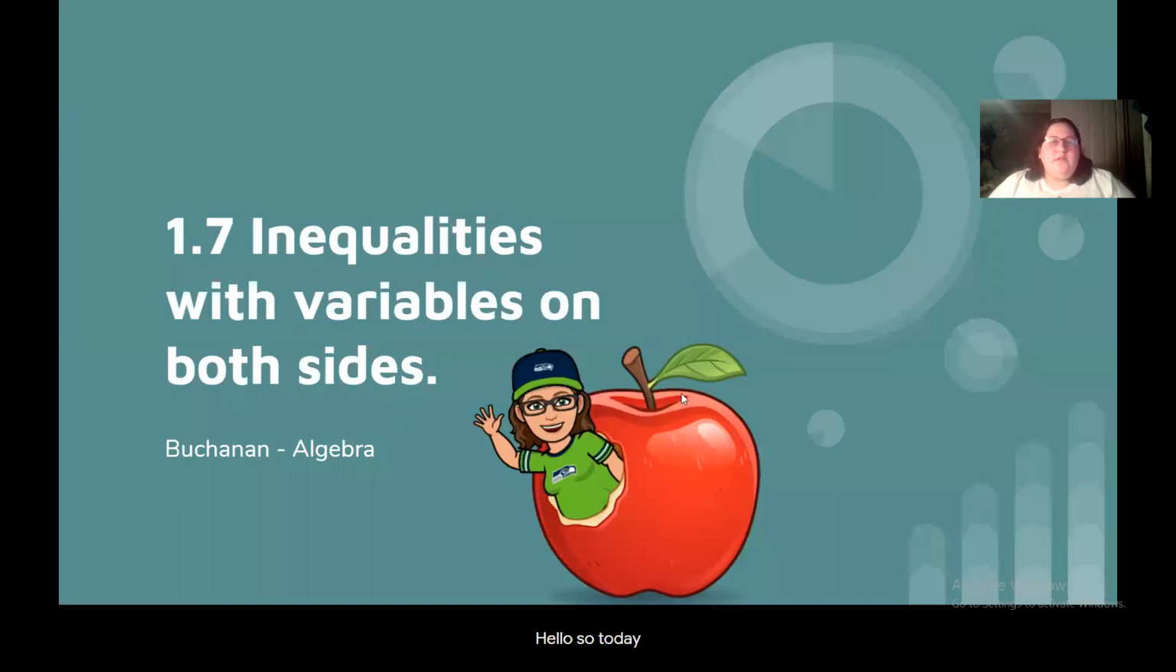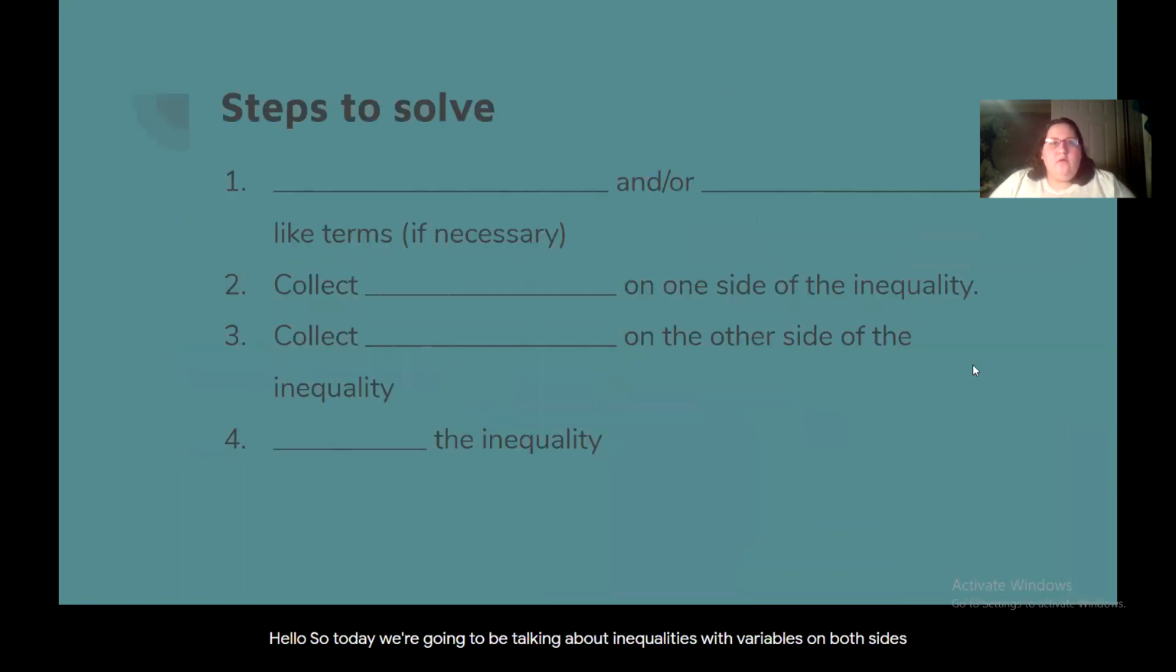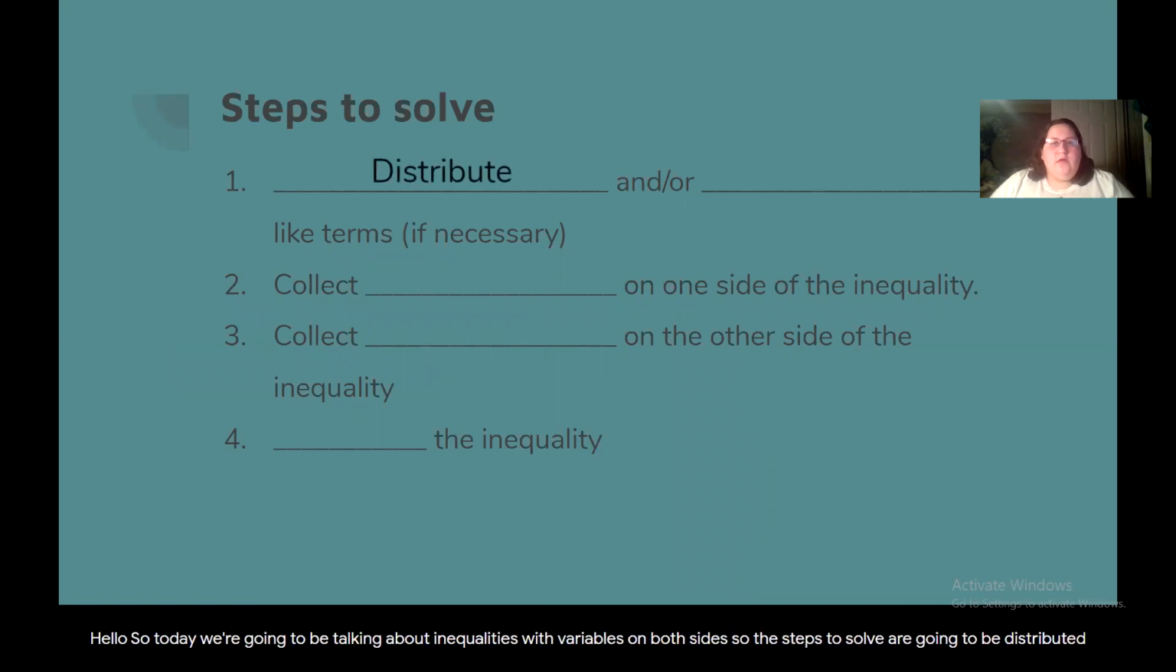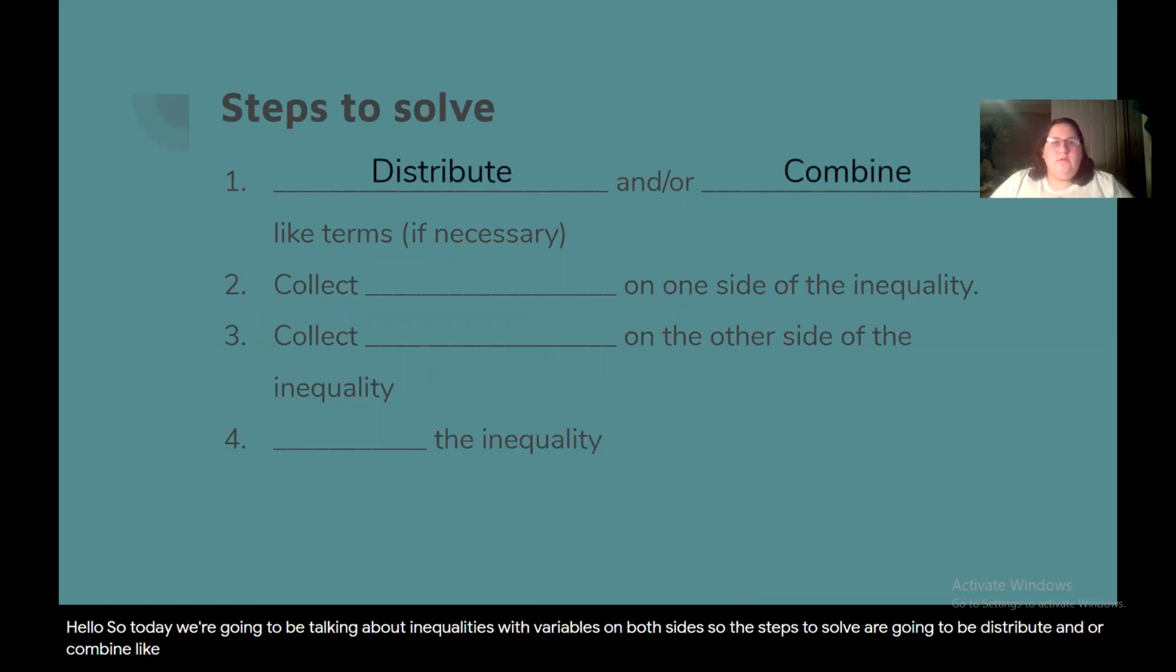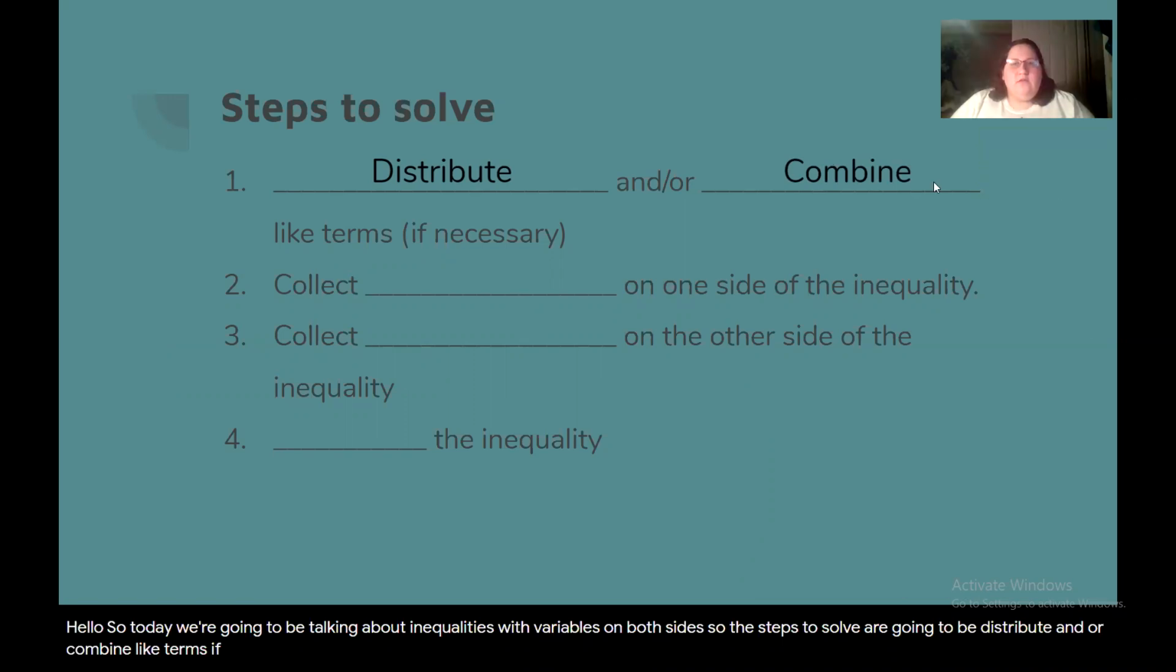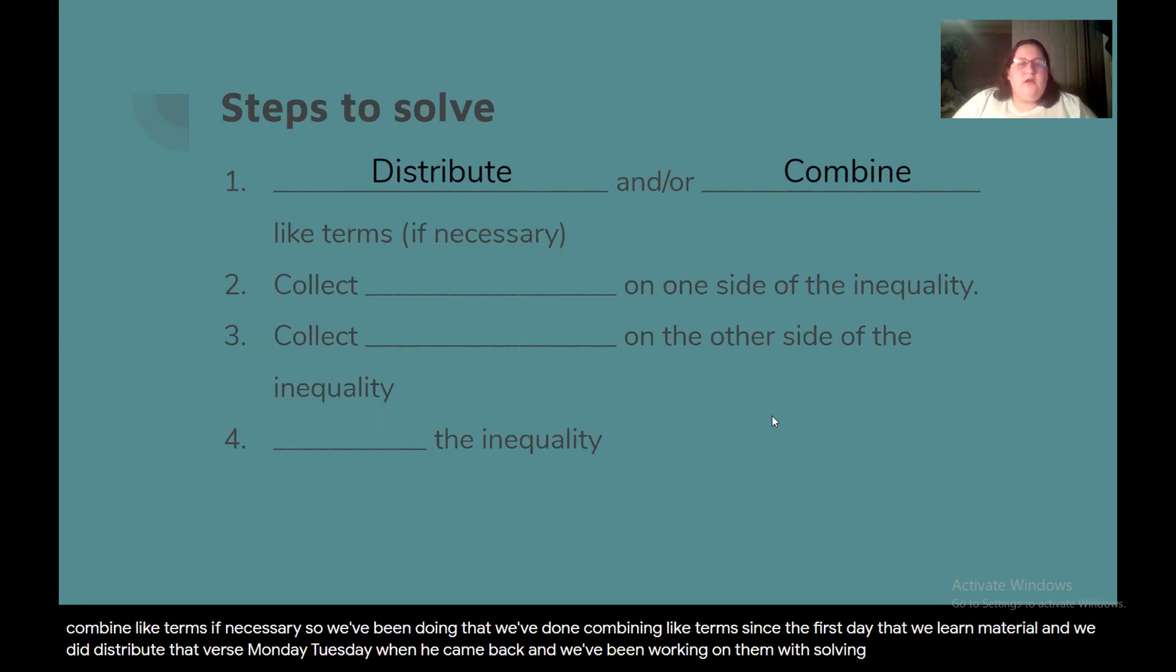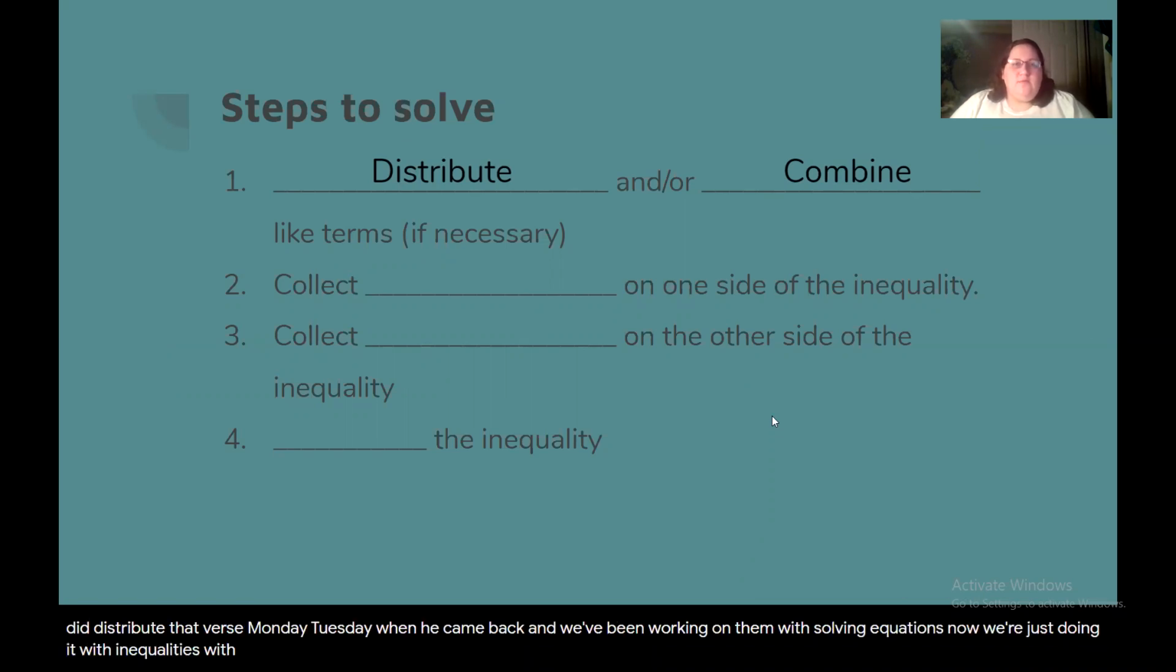Hello, so today we're going to be talking about inequalities with variables on both sides. So the steps to solve are going to be distribute and/or combine like terms if necessary. So we've been doing that. We've done combining like terms since the first day that we learned material, and we did distribute that first Monday, Tuesday when we came back, and we've been working on them with solving equations. Now we're just doing it with inequalities with variables on both sides. So this is nothing new. We also talked about this on Friday.